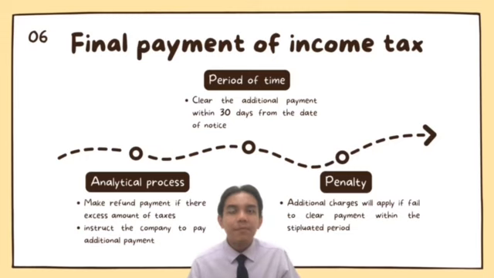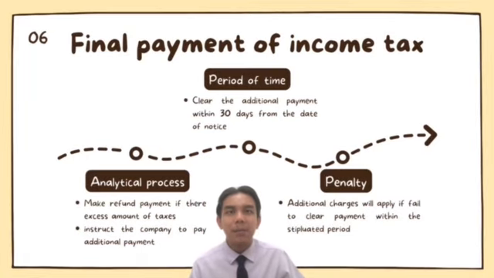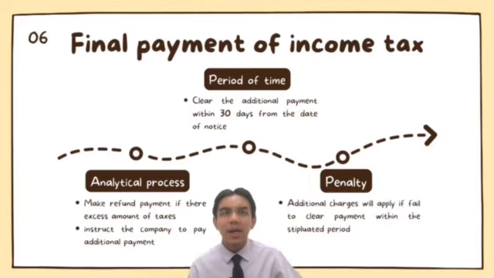The final procedure is final payment of income tax. In this final phase, the IRB will evaluate each form sent from the company and analyze the correctness of the tax that has been charged. They will make a refund payment if there is an excess amount of tax paid by the company, or instruct the company to make an additional payment if there is a lack of tax payment.